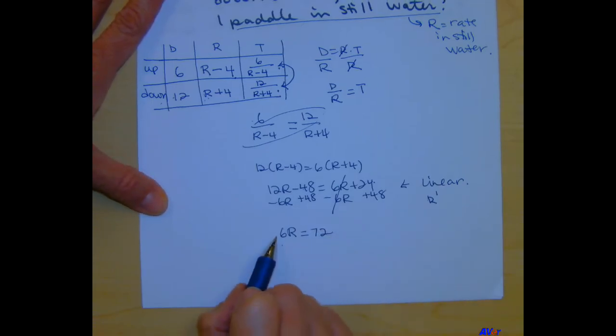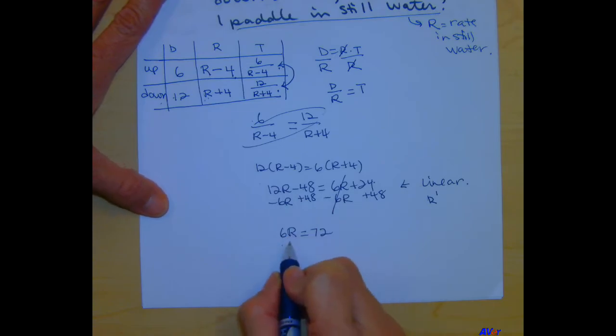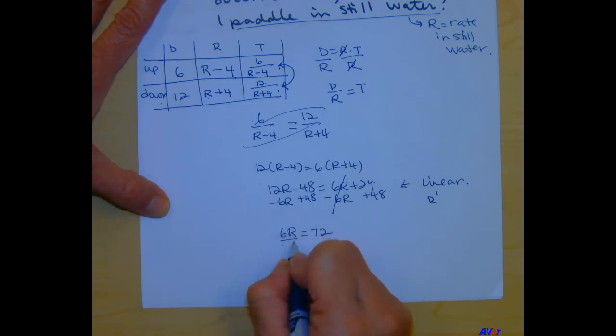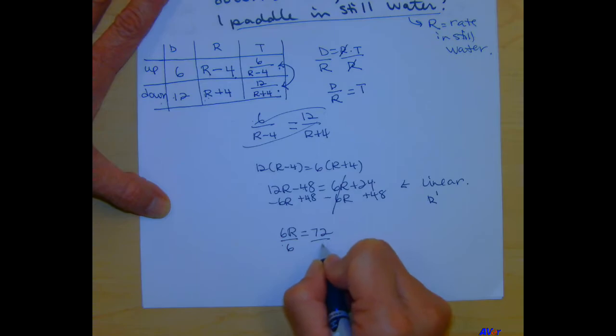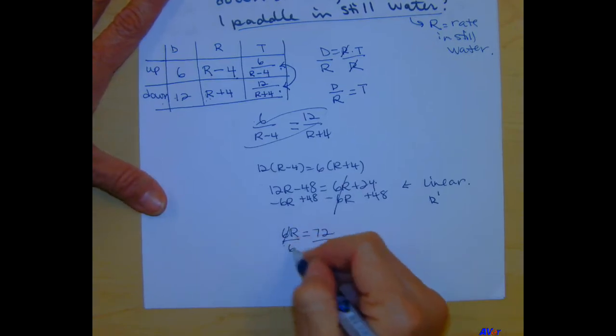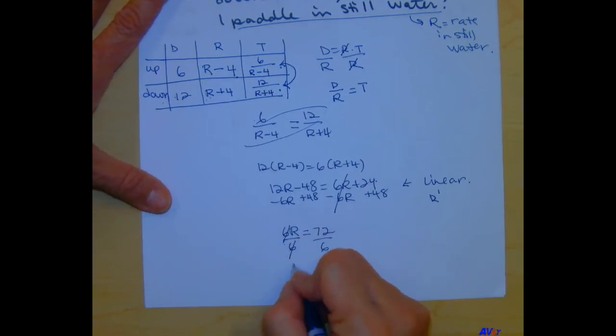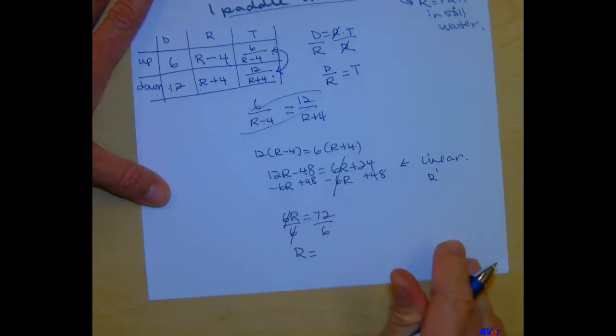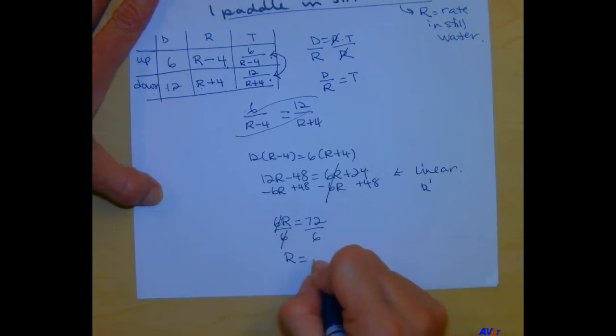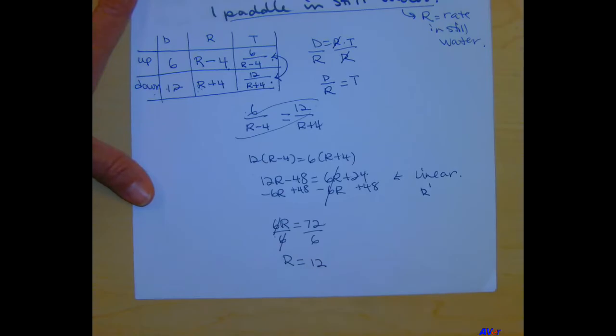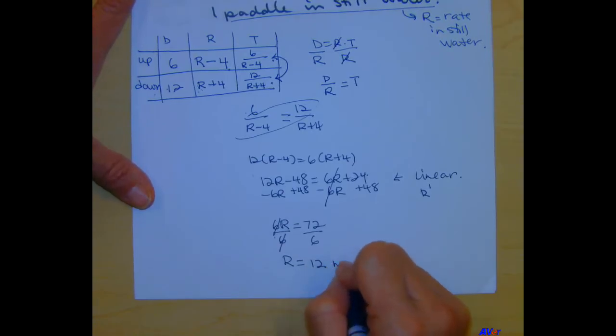And then to get r by itself, so it's 6 times r, to get rid of the 6, to undo times, we divide. So divide both sides by 6. Cancels on the left as I wanted, and I get r equals, and then 72 divided by 6 is 12, and this is in miles per hour.